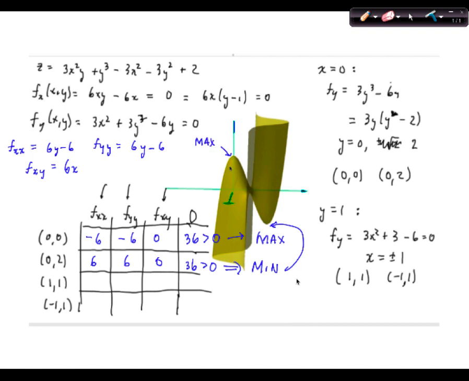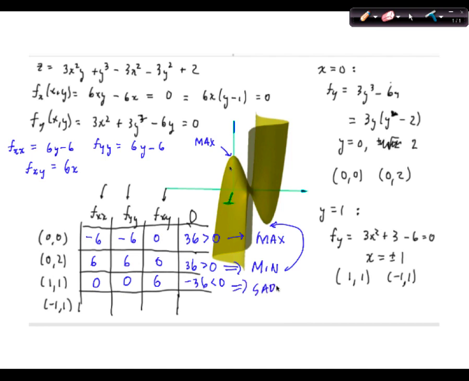Okay, finally the point 1, 1. So what is fxx? It's 0. fyy is also 0. fxy is 6, so what is our discriminant? Negative 36, which tells us it's less than 0. Remember what that tells us? Saddle, and we're done.